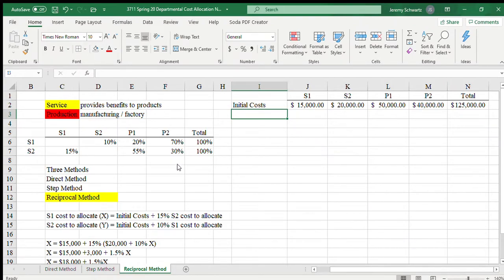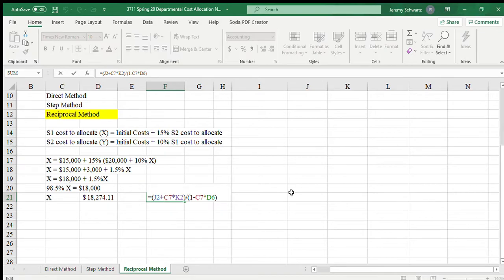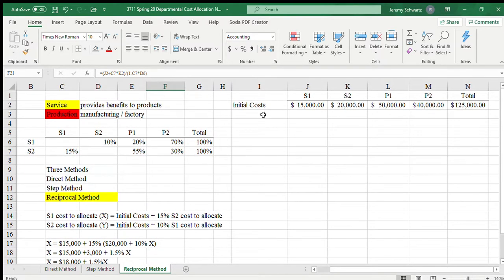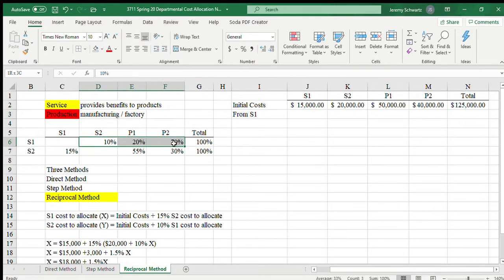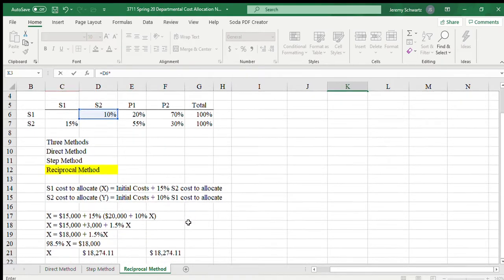All right, in part one of the reciprocal method, we followed through this algebraic approach here and ultimately showed at the end basically how we would follow the formula here to come up with the cost to allocate. It really doesn't matter which department we would start with, but we'll start with Service Department 1. So from S1, we would take these percentages that we have in this table, but then multiply those not by the 15,000, but by the cost to allocate, which would be the 18,274.